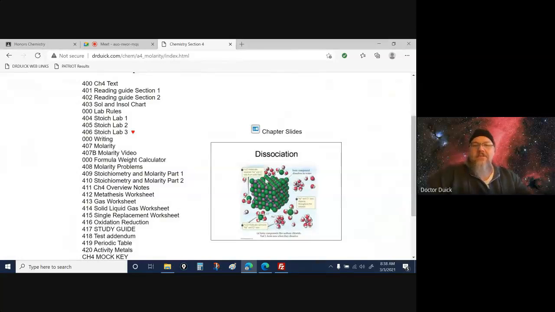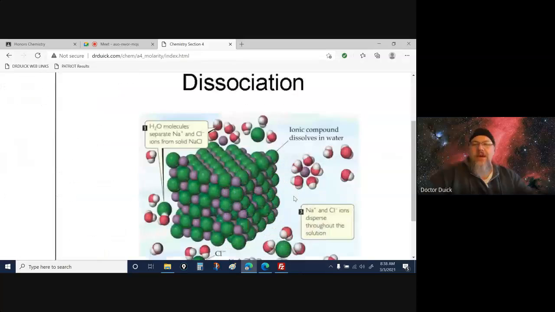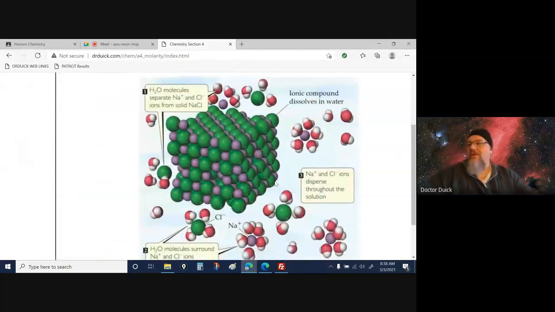So this is something that happens that you probably don't realize, okay? This is something called dissociation. So what happens is if you grab, this is sodium chloride, and you put little salt crystals in water, what happens? Why does it disappear? It goes through something called dissociation.